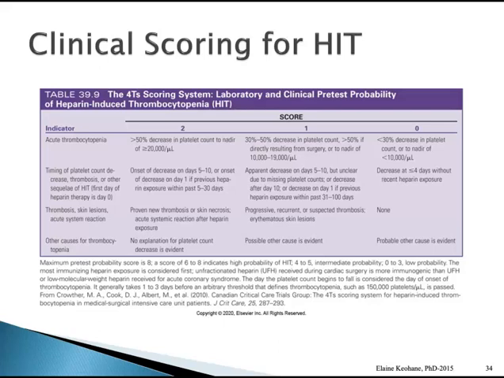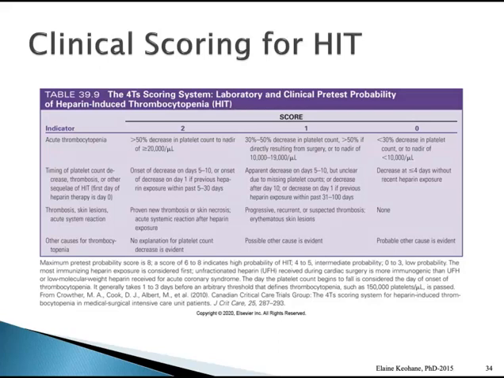There is a condition called de novo HIT, and in de novo HIT, the platelet counts start to fall after 5 to 10 days after heparin begins, okay? So basically, you would get an increase.